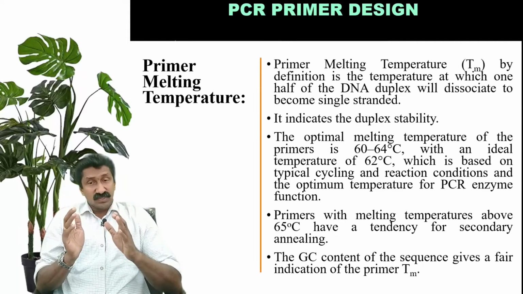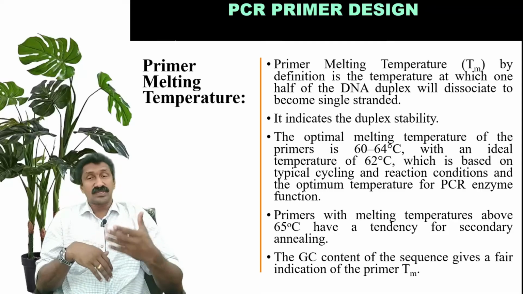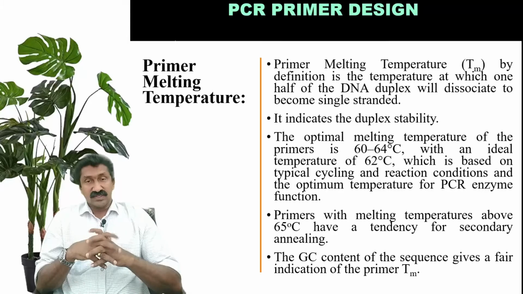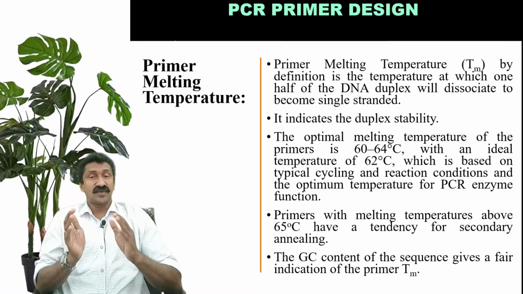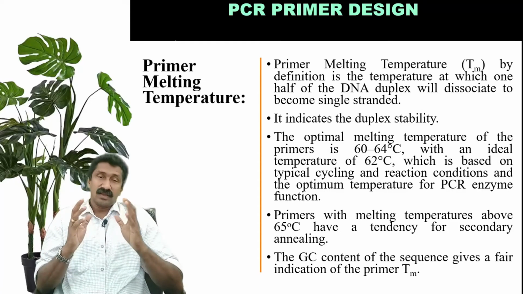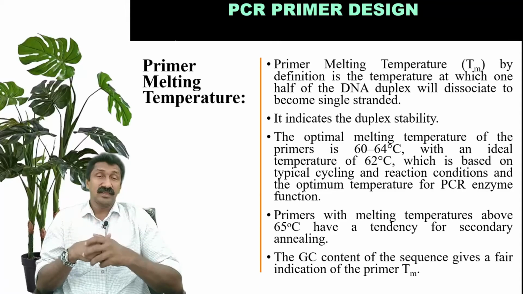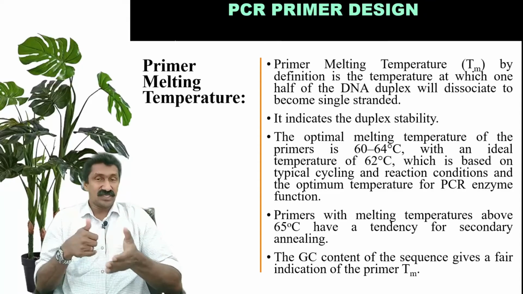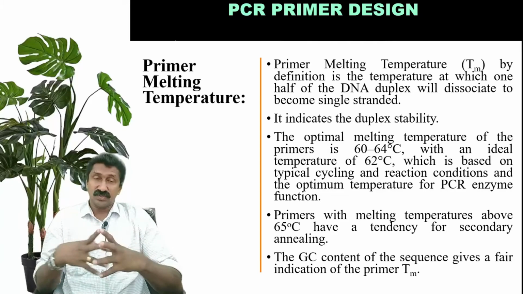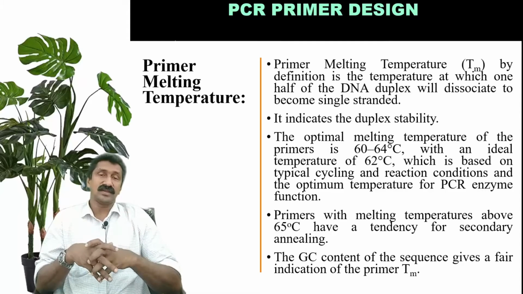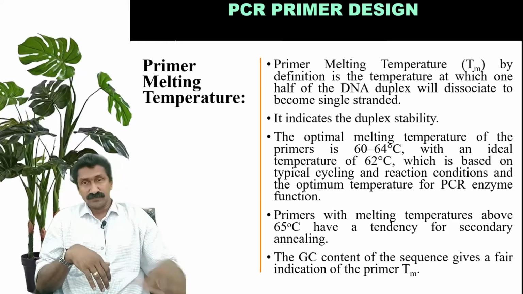Primers with melting temperatures above 65 degrees Celsius have a tendency for secondary annealing. The GC content of the sequence gives a fair indication of the primer melting temperature. If the GC content of the sequence is high, then the TM will be high. If the GC content is low, it will be easy to dissociate, so the TM will be low. So from the GC content itself, we can predict the approximate TM value of a primer.